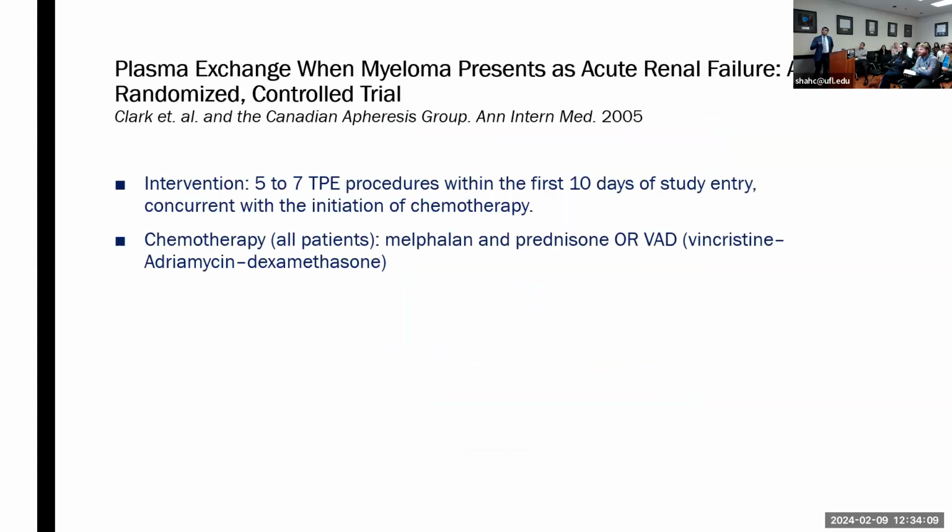The first study was done in 2005 by the Canadian Apheresis Group. What they did is they used chemotherapy in patients who were either biopsy confirmed or presumed to have light chain cast nephropathy, and assigned them in a randomized manner to receive 5 to 7 plasma exchange procedures for the first 10 days of the study entry.